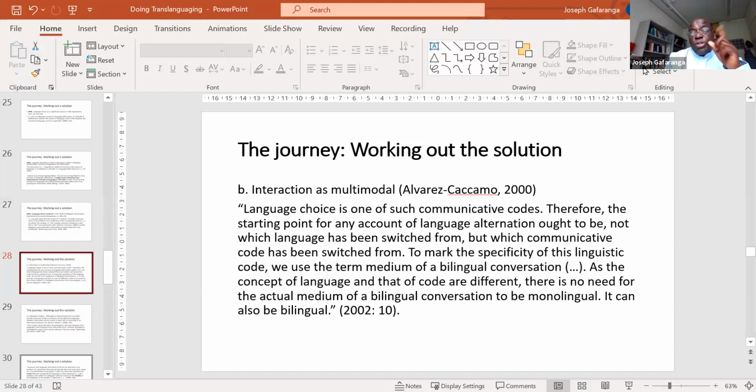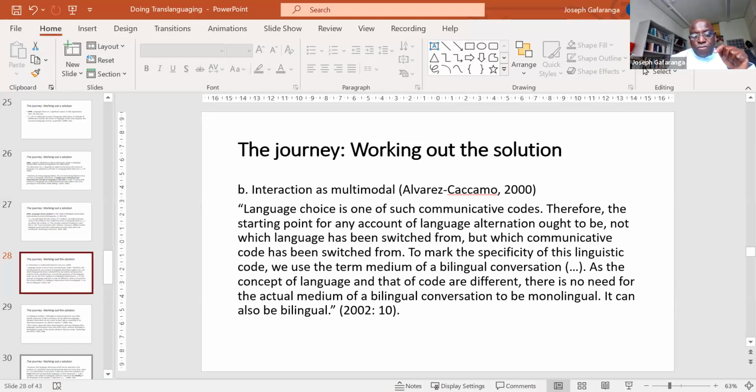And they say language choice is one of the communicative codes, on a par with gestures and gaze and so forth. Therefore, the starting point for any account of language alternation ought to be not which language has been switched from, but which communicative code has been switched from. And to mark the specificity of this linguistic code, we use the term medium.